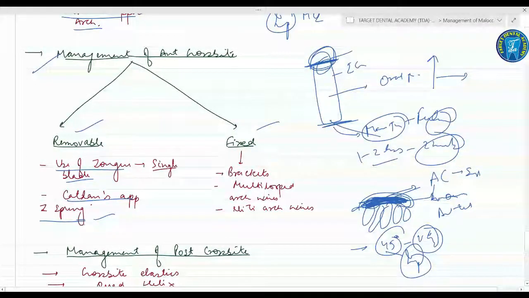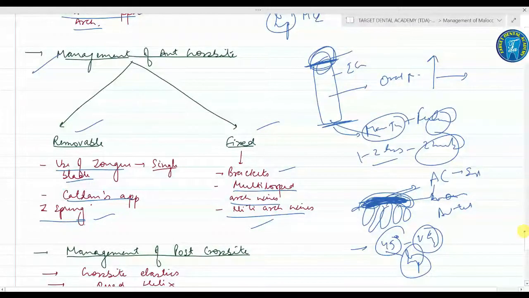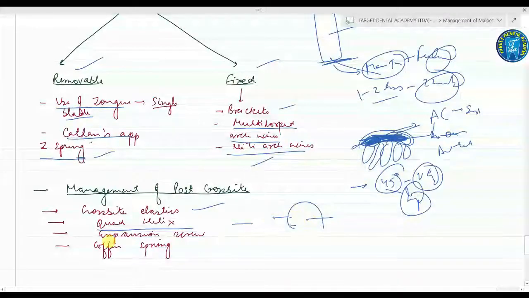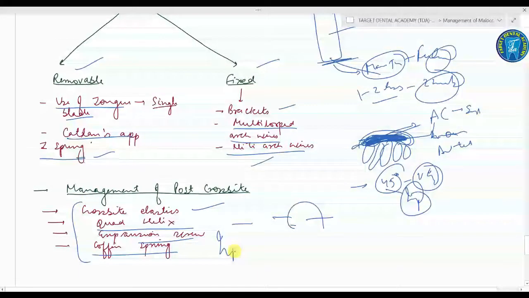Now coming on to the fixed appliances, in this you need to place the bracket. It is also corrected by using multi-looped arch wires, and also by using nickel-titanium arch wires. Right? So for the management of the posterior crossbite, you can give crossbite elastics, the quad helix to expand the arch, expansion screw, and the coffin spring. These are used for the posterior crossbite, again important.